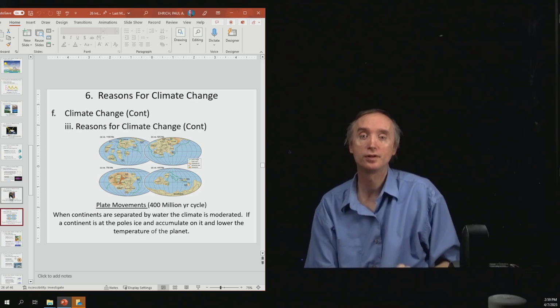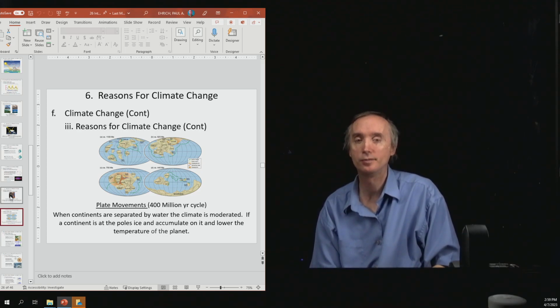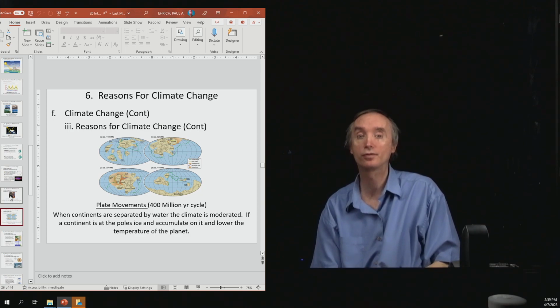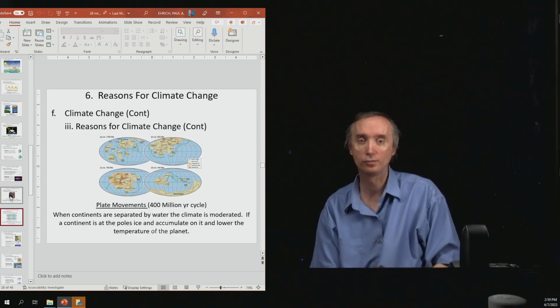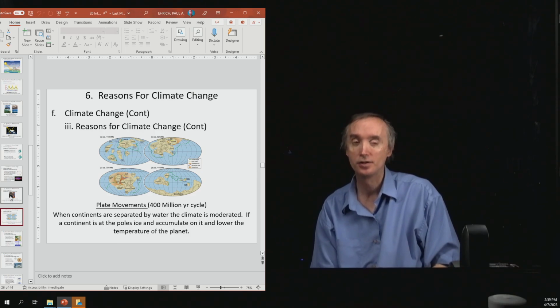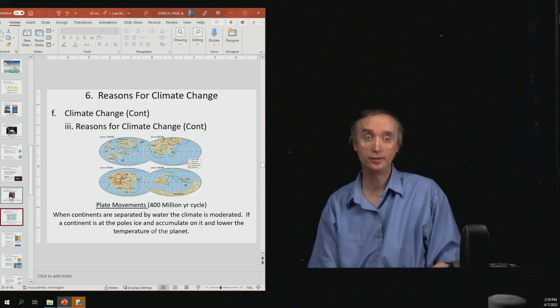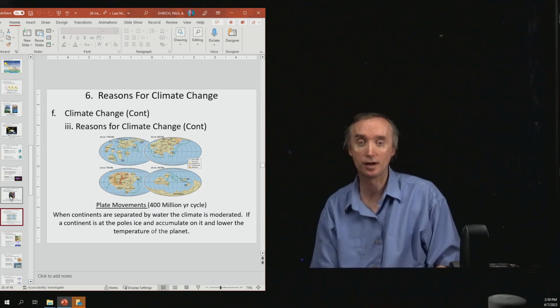Okay, now we want to continue talking about reasons for climate change, and now we want to throw into the mix plate tectonics. So, what role do the continents play in altering the climate of a planet? So, first, I want you to think about Hawaii. Okay, Hawaii is an island in the middle of the Pacific. It is surrounded by water. Think about the climate on Hawaii.